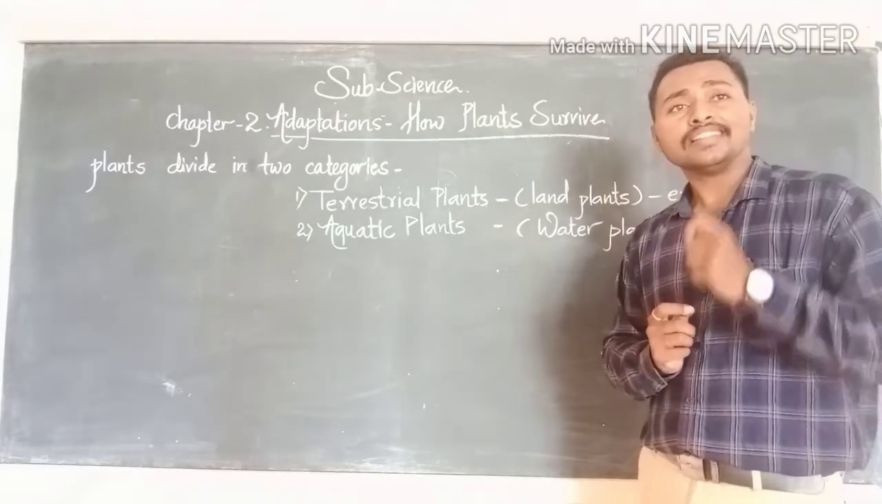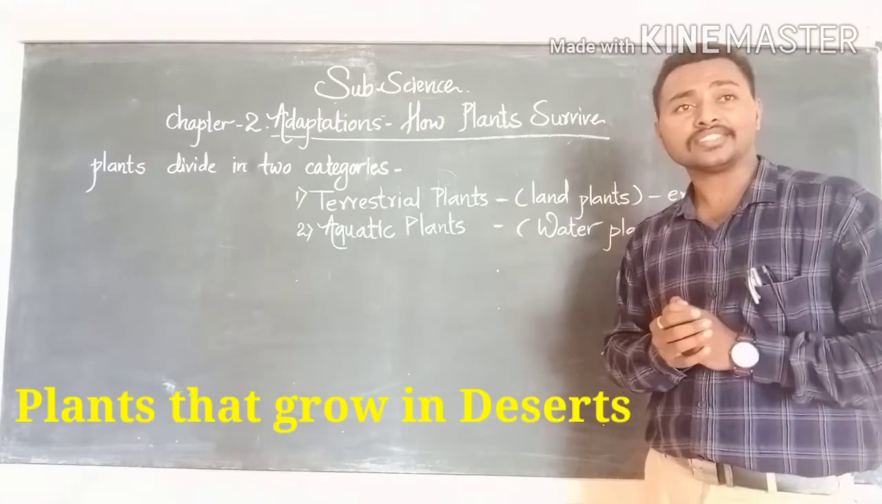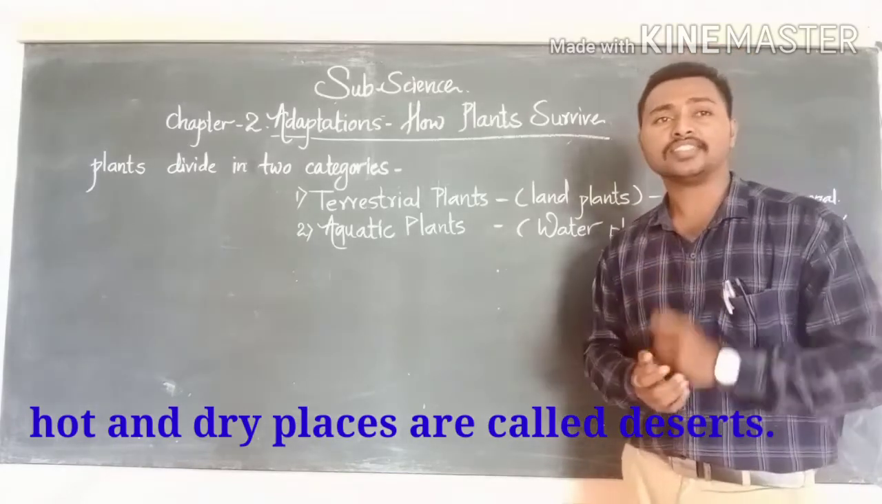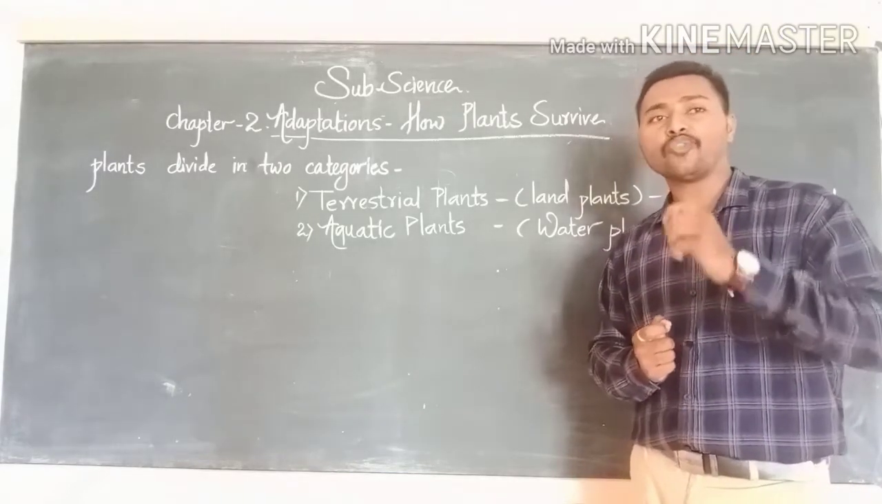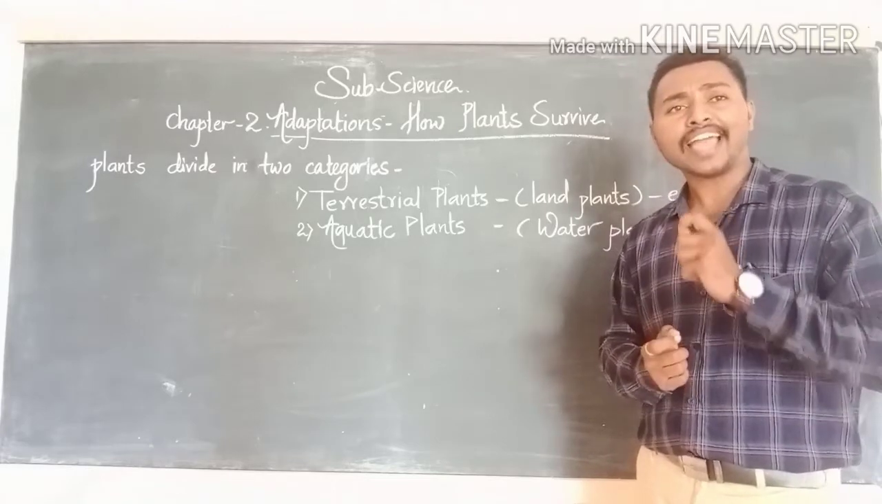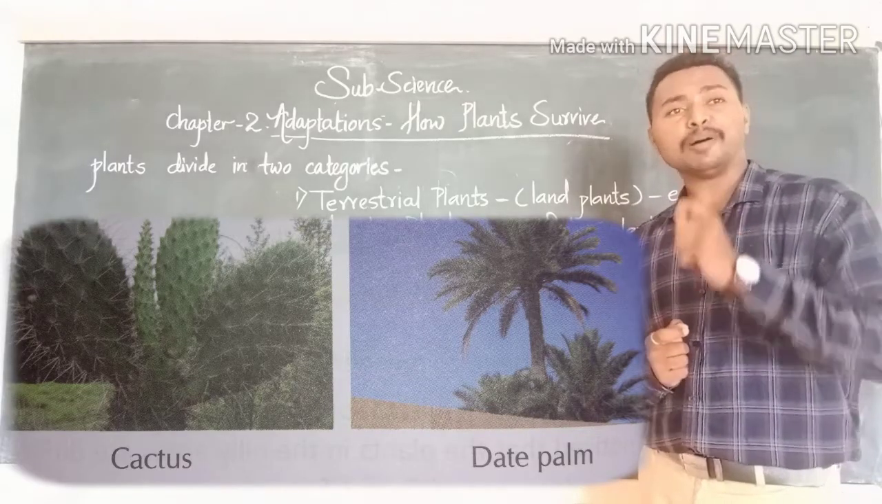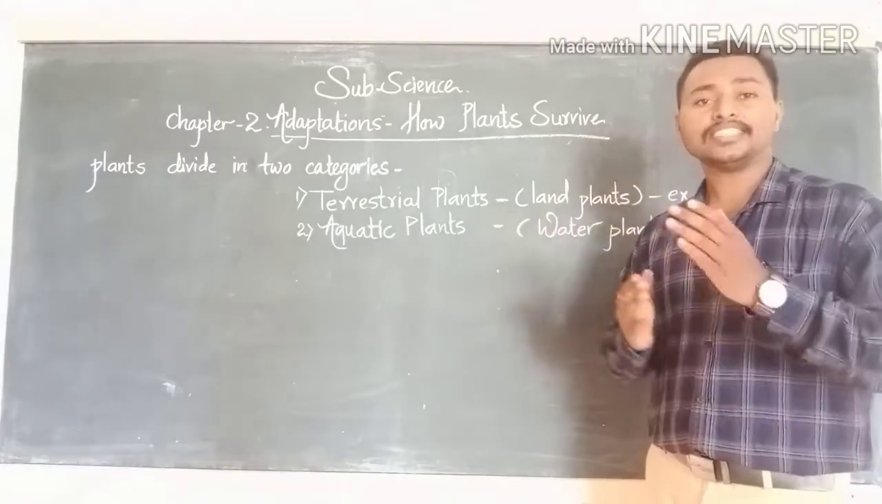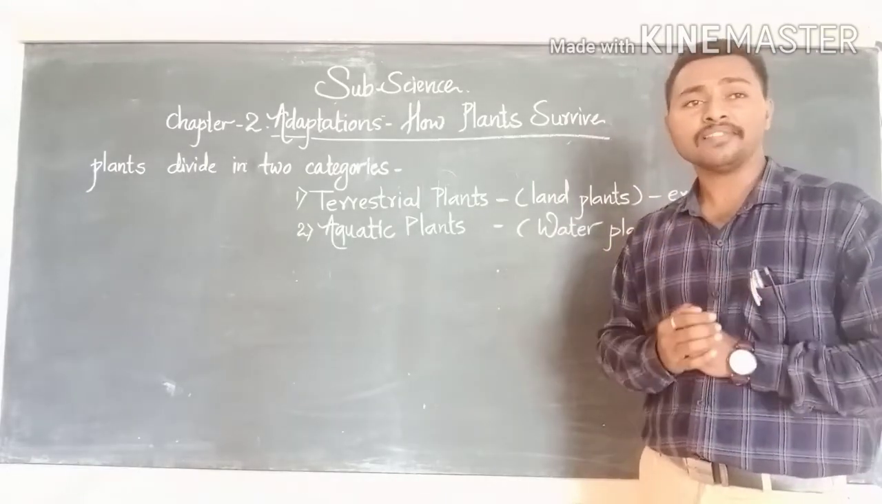So, plants that grow in deserts. Hot and dry places are called deserts. There is very little water in deserts. Cactus, date palm, babul and kikar are some plants that grow in deserts. ये सब desert में पाए जाने वाले plants हैं.